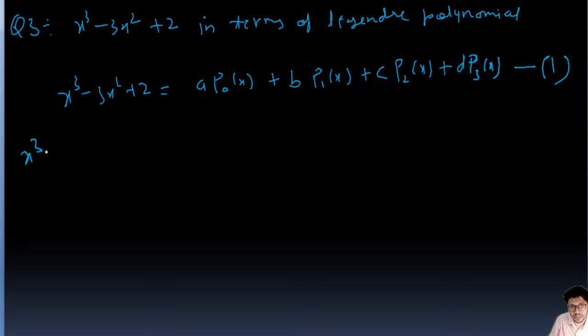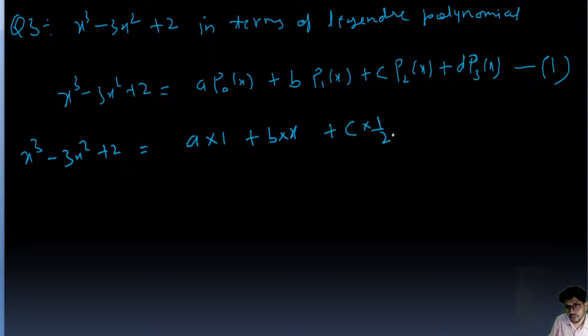So x³ − 3x² + 2 is going to be a into 1, the p0(x) value is 1, plus b into x, the value of p1(x) being x, and c times p2(x) value, which is 1/2 (3x² − 1), and plus d times p3(x) value, which is very simple: 1/2 (5x³ − 3x).